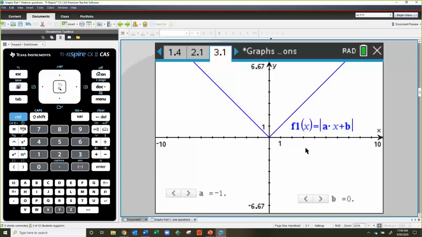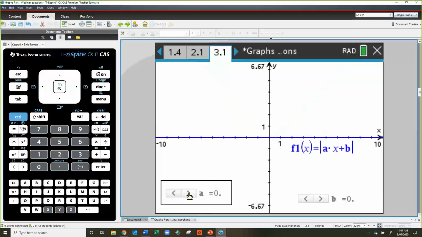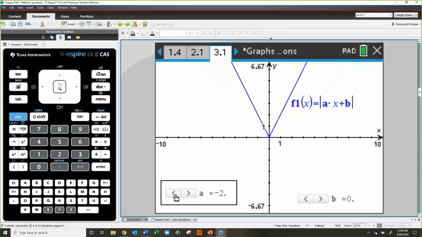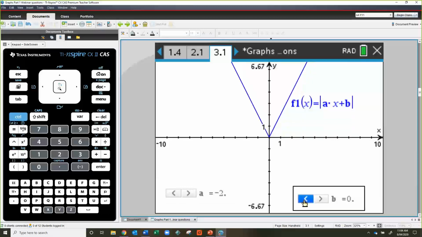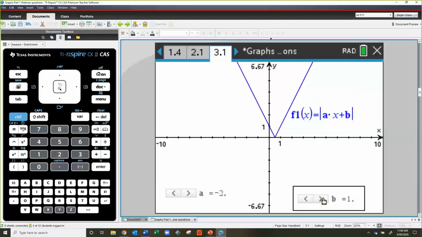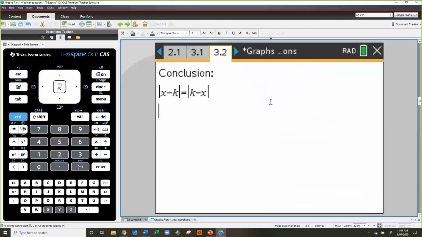If I have f1(x) is modulus of ax plus b, again, I can vary the values of a and b, and interestingly, whether a is positive or negative, it doesn't have that much effect, as we can see. And of course, b combined with a will be the translation minus b on a, to the right or to the left, depending on the values. So the conclusion is, as we could see, modulus x minus k is equal to modulus k minus x if k is any real number.